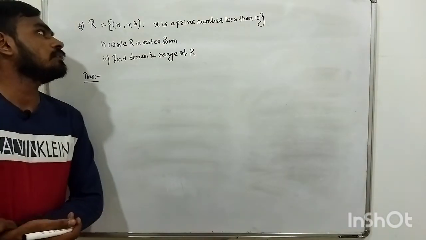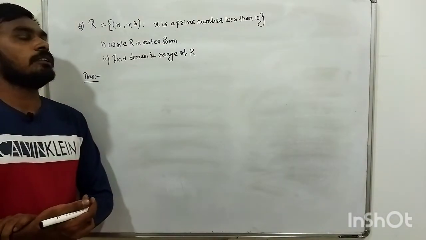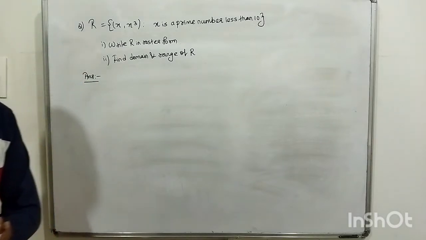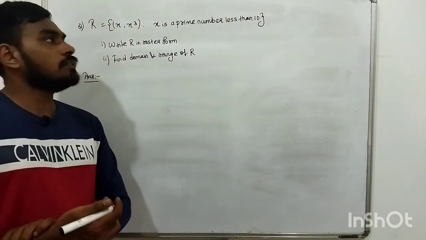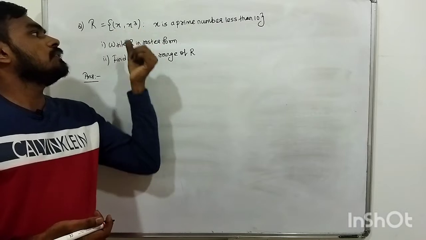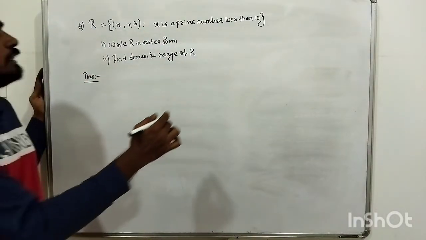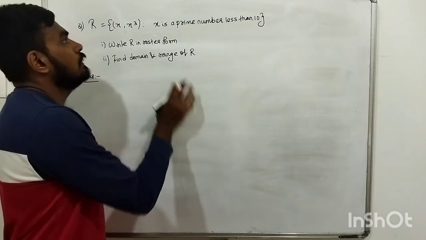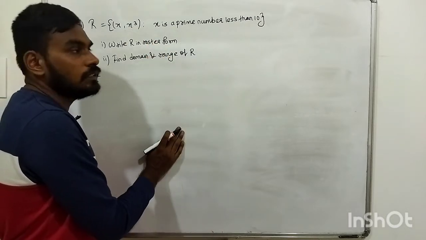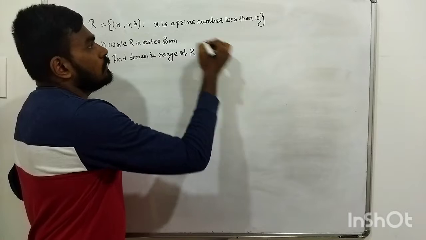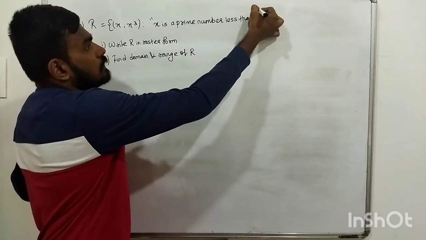Next we have R is equal to x comma x cube, where x is a prime number less than 10. Write R in roster form and find the domain and range of R. The restriction is there for x, prime number less than 10, but for x cube there is no restriction. Only the restriction for x is given here.